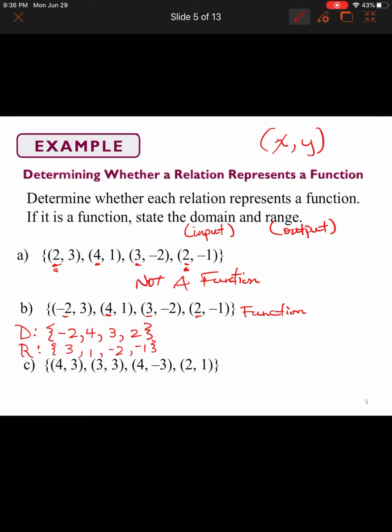Do the same thing for the bottom. We're running through, we're checking. Oh, double tap on the 4. Stop, hold your brakes. That's not a function.